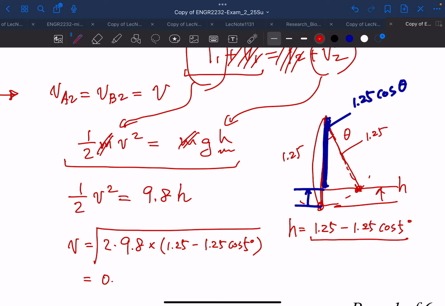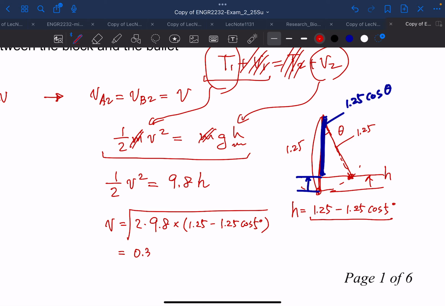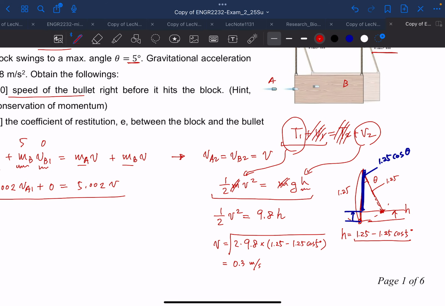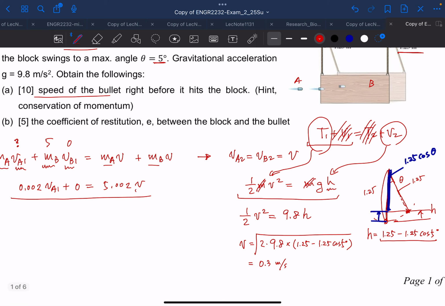I think I get like 0.3. And if we plug the velocity in here, we will be able to find VA1, which was the velocity of the bullet. And that is going to be something really big, something like 763 meter per second. Okay?